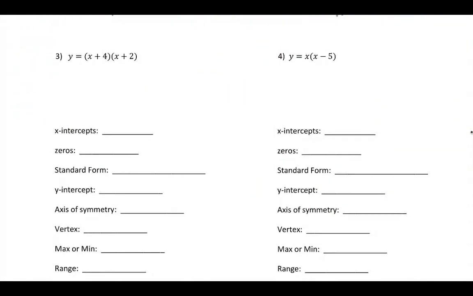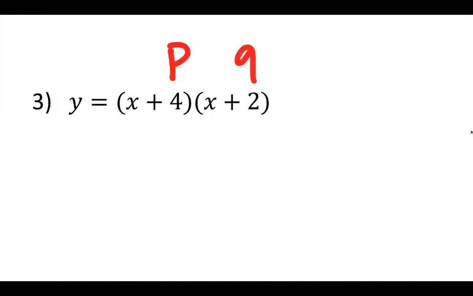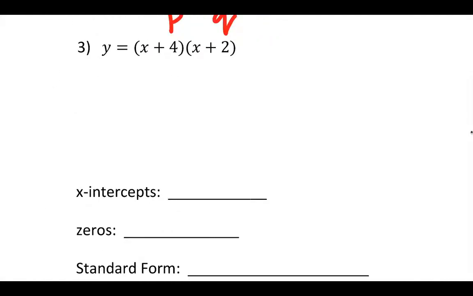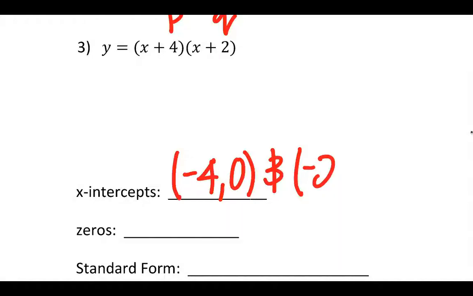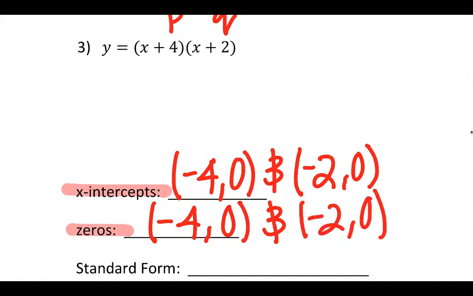Okay, next one. X-intercepts. Again, I'm looking at the P and the Q. They're both positive, so really they're going to be negative. So +4 is going to turn to -4, 0. And this one is going to turn to a -2, 0. Again, these two things, solution 0, x-intercepts, are all asking the same thing. So I get to write the same thing here. That part's easy, right? Gives it to us.